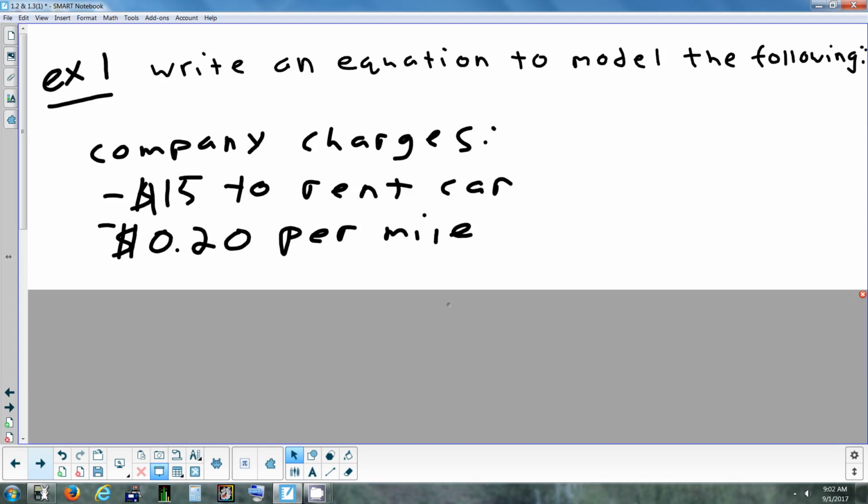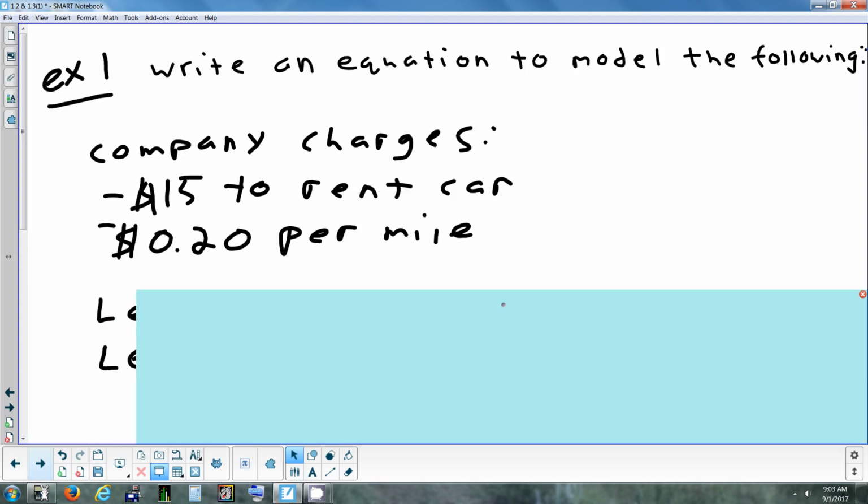Yep, Sam? How many miles you drive? Okay, so how many miles you drive the car. And there's also one other thing that will then determine. Yep, Jayan? The total cost. The total cost. So we're going to need 2 variables. We'll let one of them be x and one be y. Usually we let the independent variable be x. The dependent variable is y.